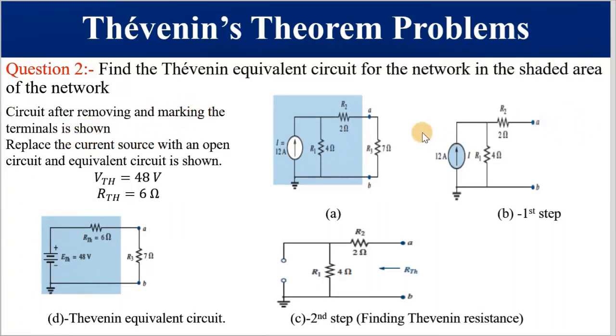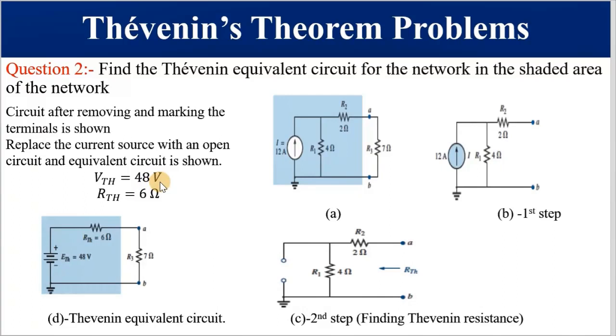We have removed the 7 ohm resistor because we are finding the equivalent of this one. Then after that, we now want to find E Thevenin. This 12 amps is going to flow solely through R1 and no current flows through R2 because there's an open circuit between A and B. So the voltage across A and B is the same as the voltage across the 4 ohm. So how do we find that? It's 12 times 4, and your E Thevenin is 48 volts.